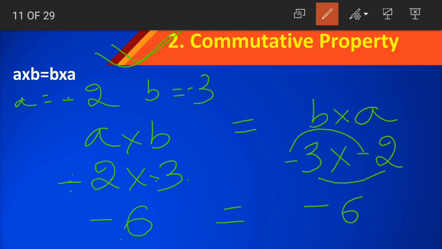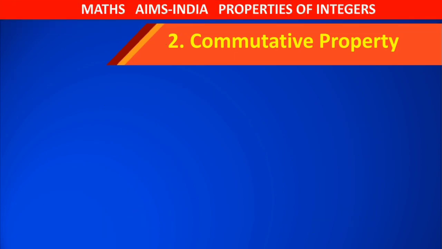Let us make B as minus 3. The two signs are same, so the answer will be positive. Here also the two signs are same, so the answer will be positive. 2 3s are 6, 3 2s are 6. Again LHS is equal to RHS. So we can firmly say that multiplication of integers follows commutative property.